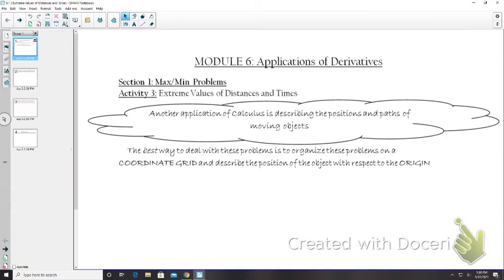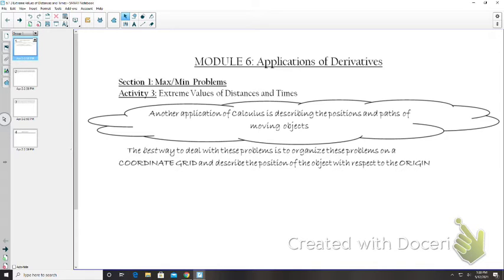Alright, so for this video lesson, we're in section 1, activity 3. This is extreme values of distances and times. This is the topic that I mentioned in our meeting on Monday. Again, I think with these max-min problems and the word problems, the hardest part is going to be setting them up. Once we have it set up, you guys have really good calculus skills. So once we're past the setting up point, I think we're going to be good.